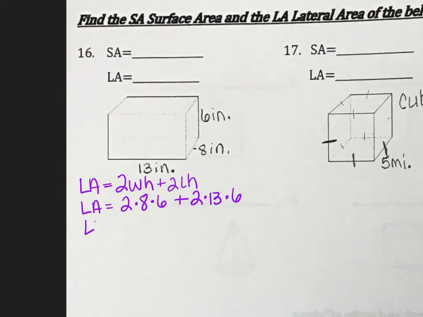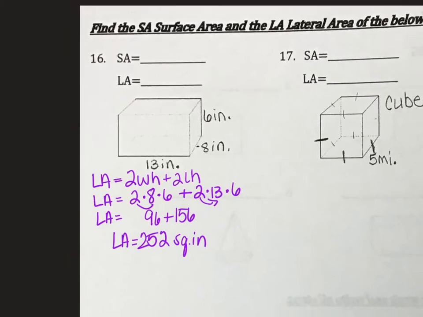Now, let's go back and multiply. LA equals 2 times 8 is 16, times 6 is 96, plus 2 times 13 is 26, times 6 is 156. LA equals 252 square inches. Now, I want you to notice something, okay?